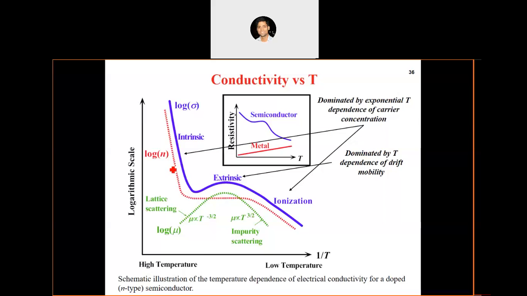If you can see here, the dotted red plot is the dependence of carrier concentration on temperature. This is the carrier concentration plot of the semiconductor, isn't it? This is the log plot, by the way. The y axis is on a logarithmic scale, and on the x axis we have 1 upon temperature. We have already seen this red dotted curve, the dependence of carrier concentration on temperature. Then this green one is the dependence of drift mobility on the temperature. And this blue plot is the combination of these two. If we combine both the carrier concentration and the drift mobility, we will get conductivity, right? So this is the dependence of electrical conductivity on temperature in a semiconductor.